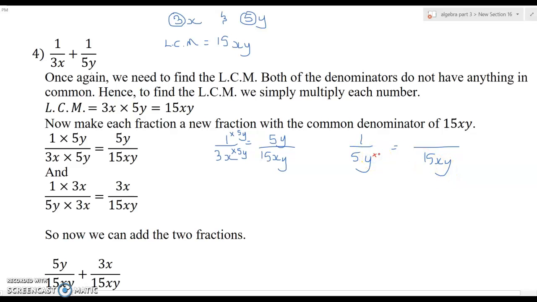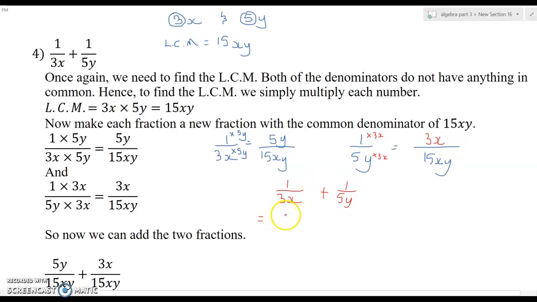Again, we know 5 by 3 gives me the 15. And then y by x will give me that xy. So I'll do the same thing on top here, and I'll get 3x. So now I have my two new fractions. The original fractions were 1 over 3x plus 1 over 5y.